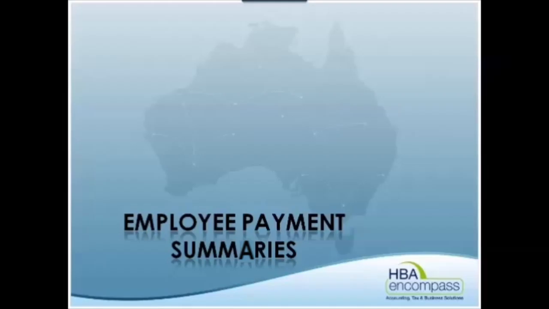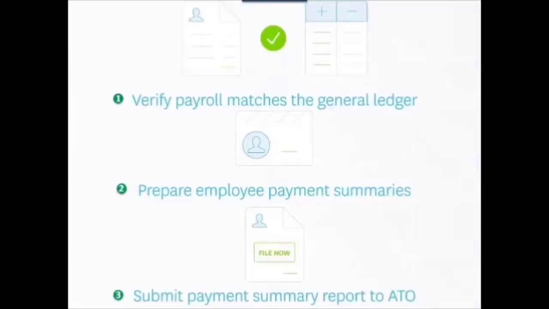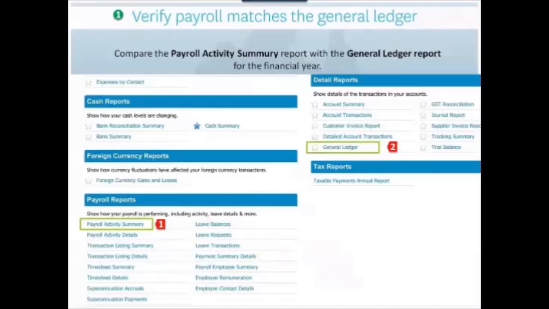Welcome to Employee Payment Services. So let's get on to payment summaries, because it's that time of year. Technically, they're meant to go to your staff by the 14th of July, and they have to be lodged with the tax office by the 14th of August. The steps in processing your payroll in Xero are really easy. Firstly, we check that the payroll totals balance your general ledger, which should be a bit of a no-brainer because you always want to make sure that you've got the same figures. We then prepare the payment summaries, and then we submit them to the ATO.